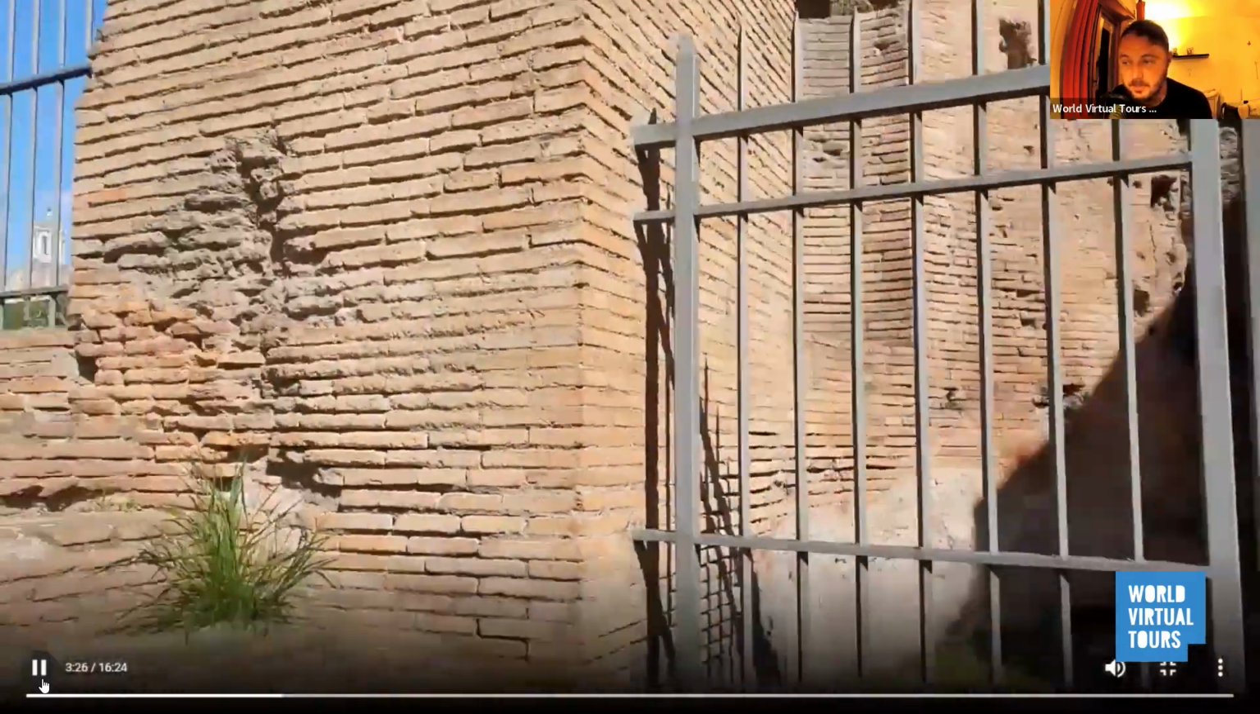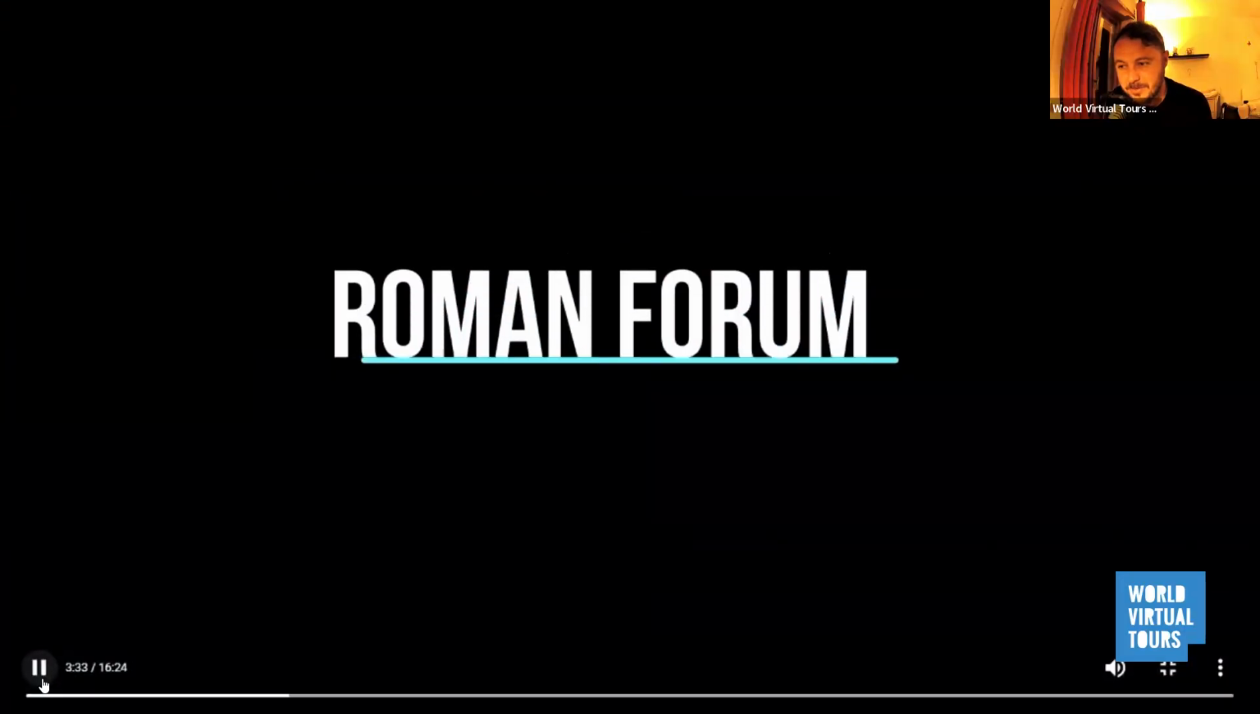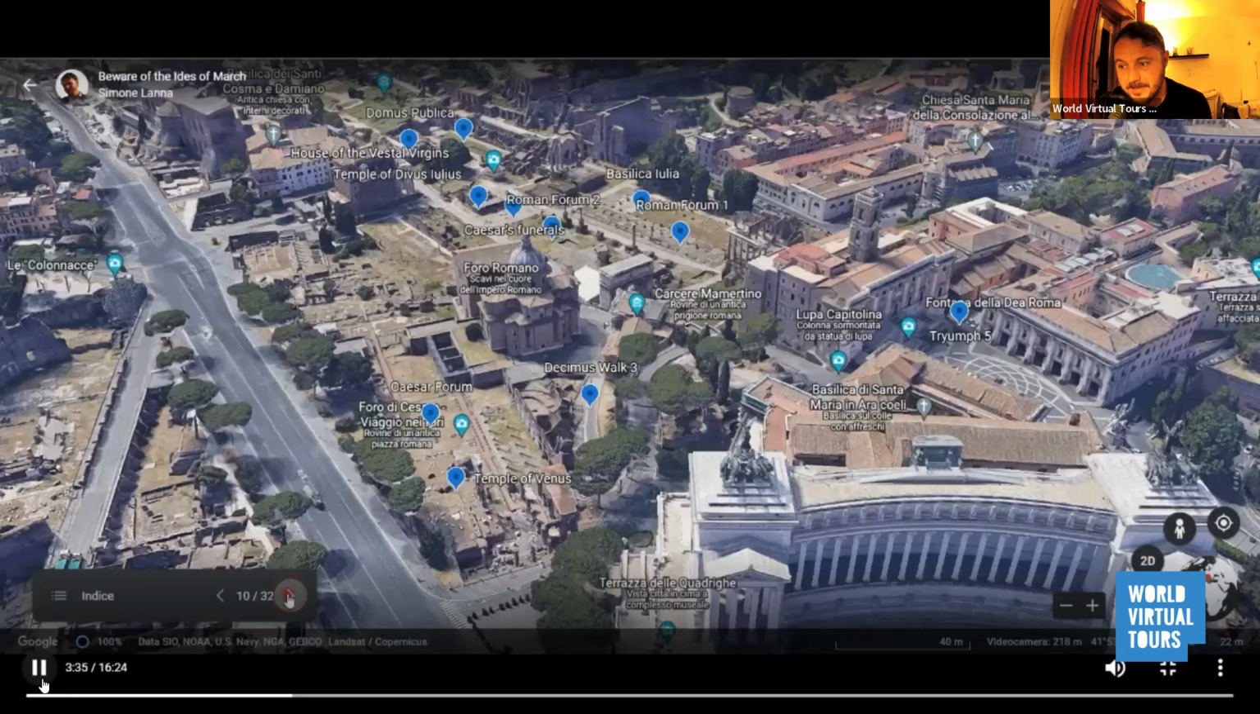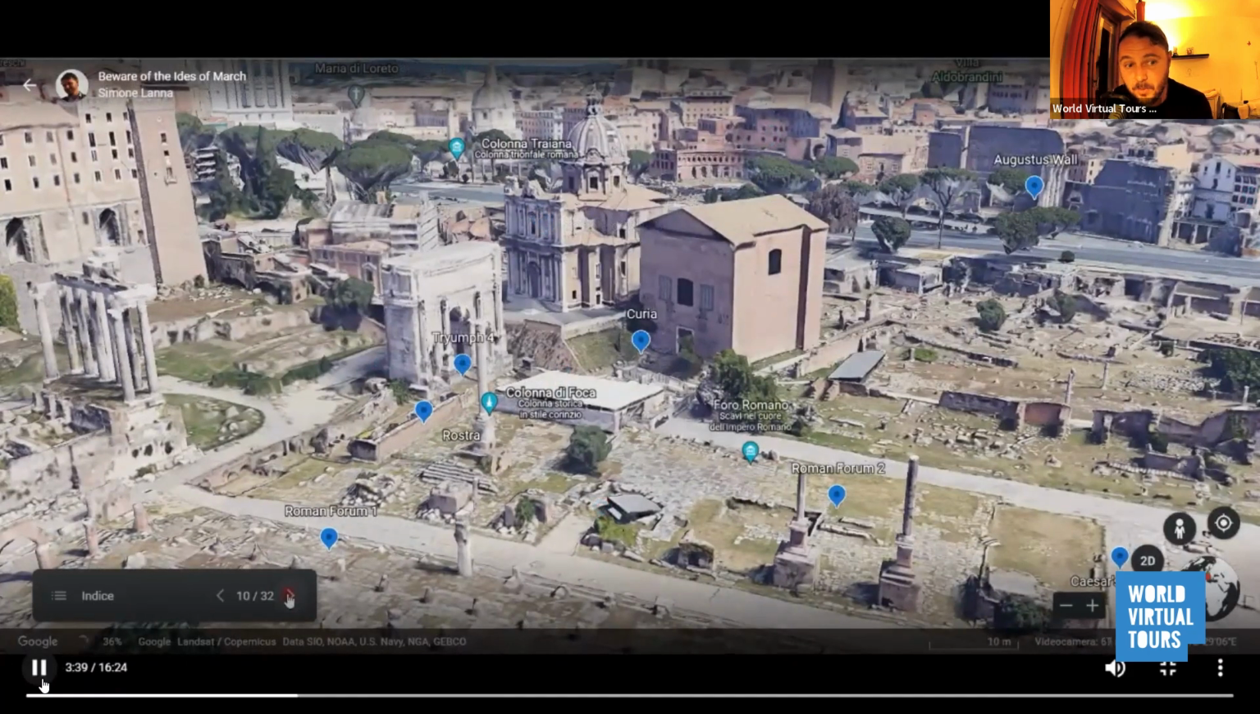Decimus is walking there. Decimus is very nervous. He has to meet his boss, with a different feeling than usual, because he knows that the organizer is killing, and now Julius Caesar is there in his house, and he doesn't know why he didn't show up. This is a view of the Roman Forum.